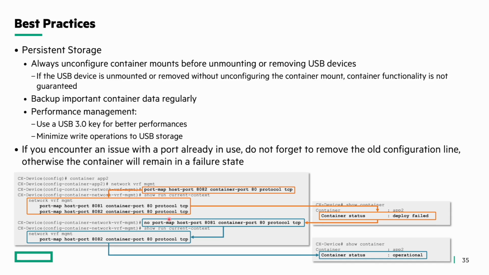So we have to remove one line in the network configuration context, so we remove the previous host port, 8081. So it means that only one line remains in the network configuration context. And in that case, because we only have one host port mapped to the container port 80, the container status is now operational.